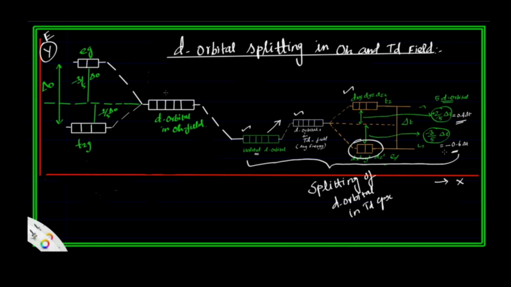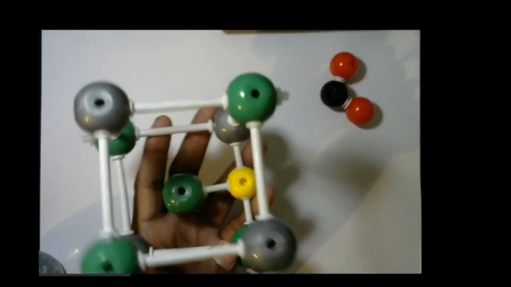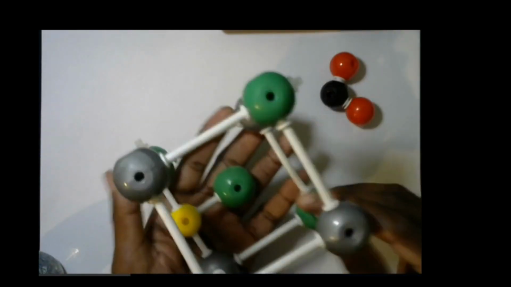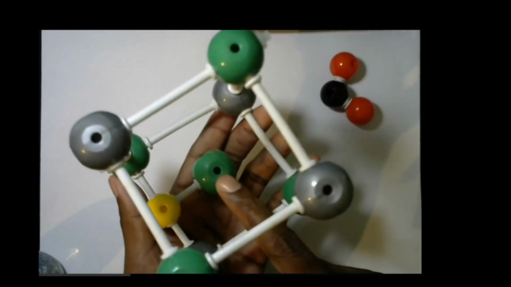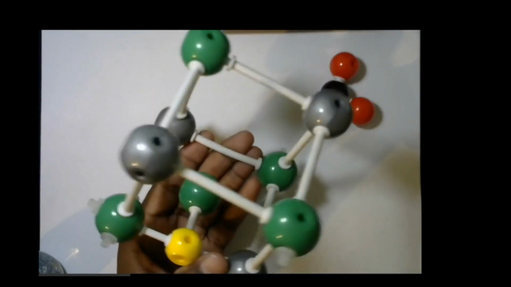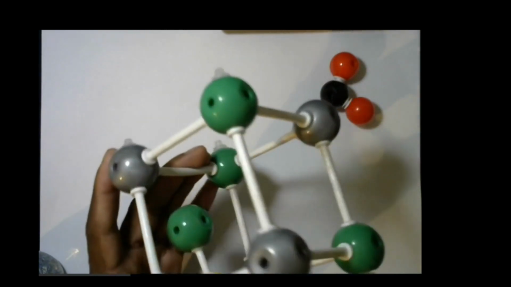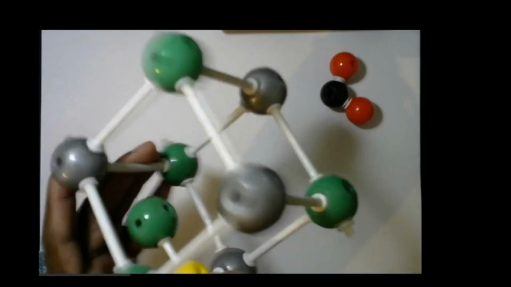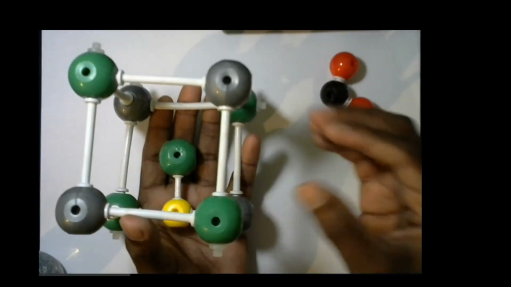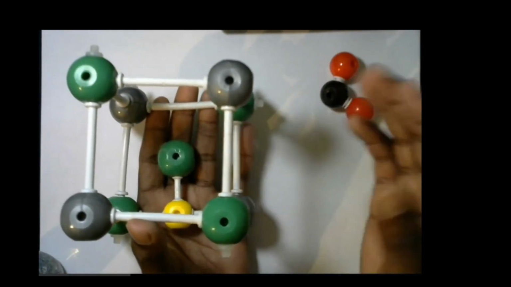Let us see the model, how it happens in a tetrahedral complex. Now look at the cube. This is for my reference, so don't confuse these two balls. The remaining 8 balls, top side 4 and bottom side 4, are the important ones. In octahedral complexes, the ligands approach the side of the face. So 6 ligands approach the face side in this manner.